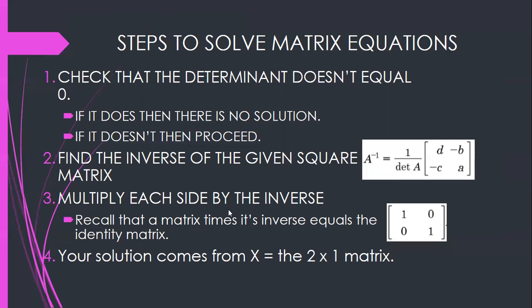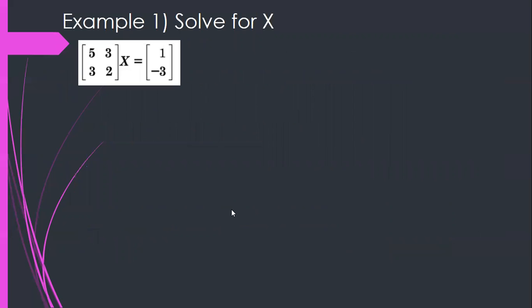So our first example that you can go ahead and write down is matrix 5, 3, 3, 2 times matrix X equals matrix 1, -3. Okay, the goal here is to find matrix X. And so we're going to go through the steps that were listed out for you.